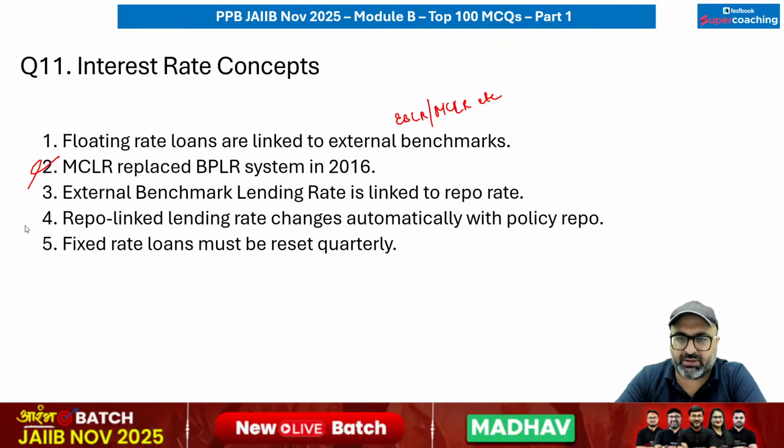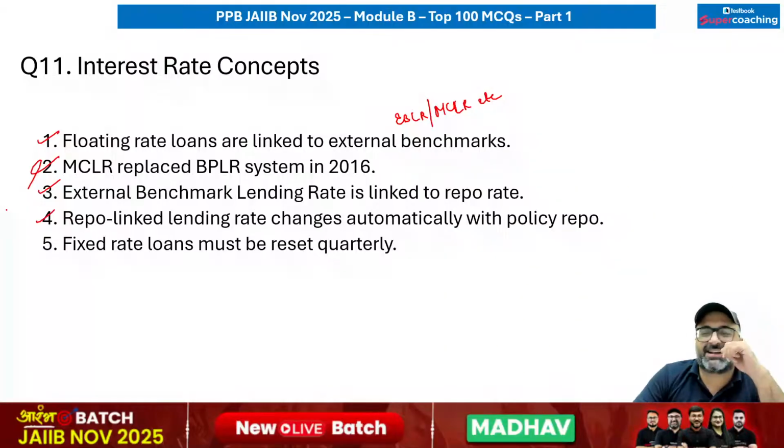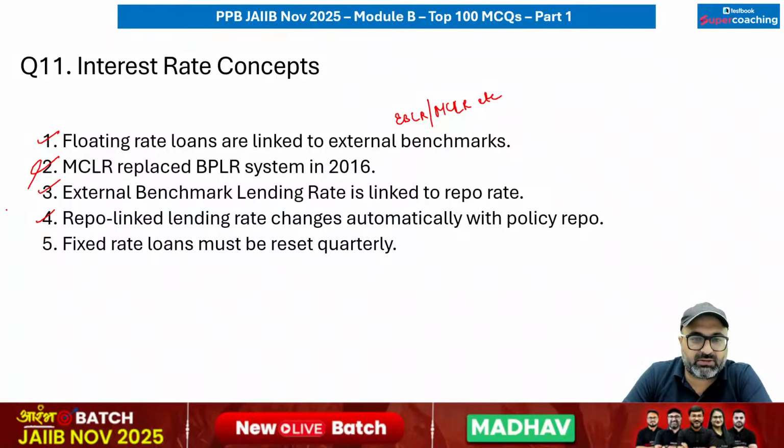So keeping that in mind, the second statement is wrong. External benchmark lending rate is linked to repo rate. Yes sir, one of the rates is repo rate, that is true. Repo rate linked lending rates change automatically with policy rates. Yes, जैसे जैसे आपका policy rate change होगा, आपके lending rates for the bank will change and they come under the category of floating loan. That is true. So keeping that in mind, 1, 3 and 4 are correct.